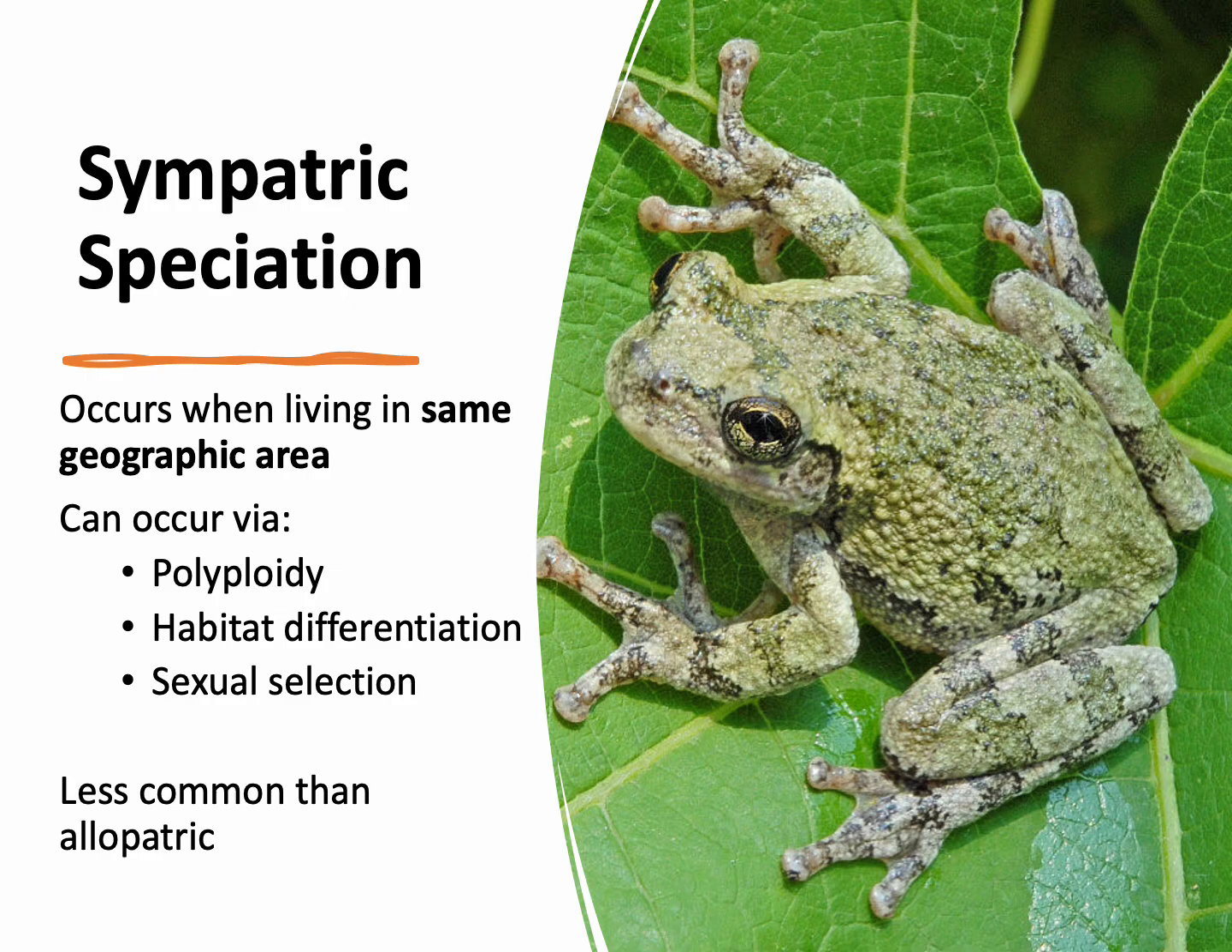Thing I will mention is that this is quite rare. The few cases that are out there are pretty cool. But in general, sympatric speciation happening in the same area is much less common than having some kind of barrier, or at least it's harder for us to detect. Let's put it that way.